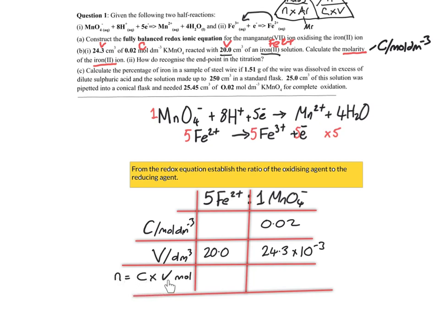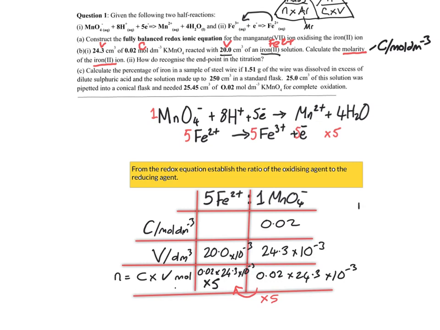Don't forget to tell the examiner what you've done there. The amount, the number of moles, is the concentration times the volume. So that's 0.02 times 24.3 times 10 to the minus 3. Now the moles tunnel across, and the mole ratio is 1 to 5. So we need to times this amount by 5. Now we have got the amount of iron, we've got the volume, and now we can find the concentration.